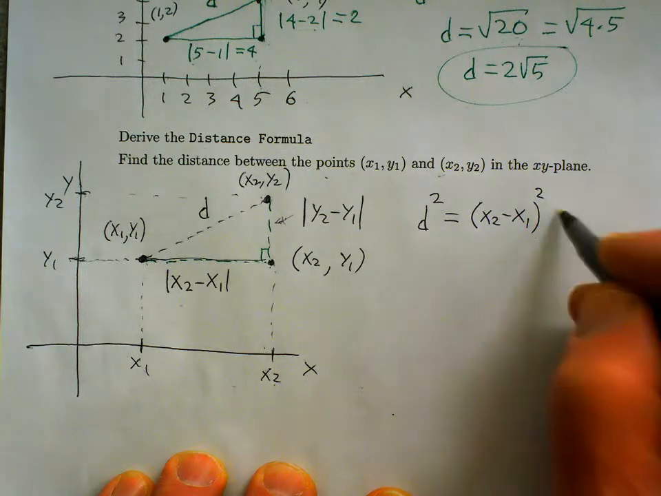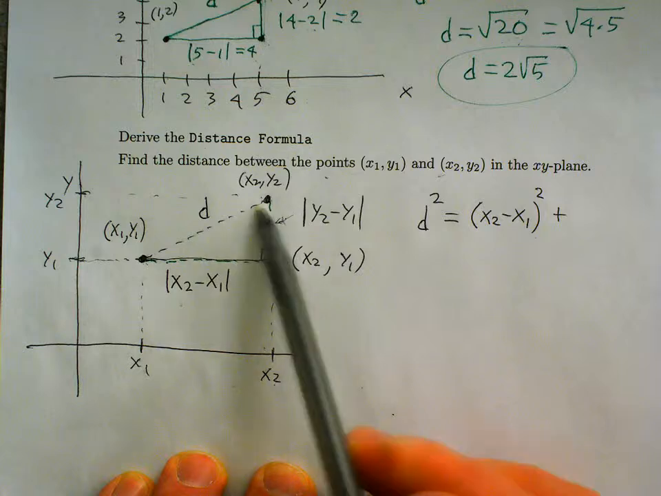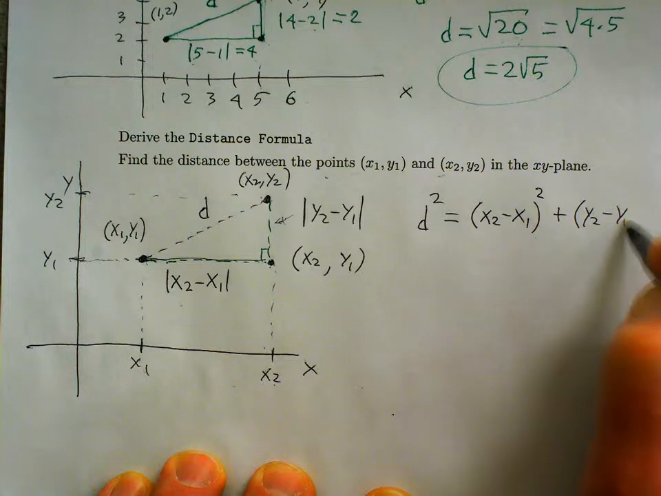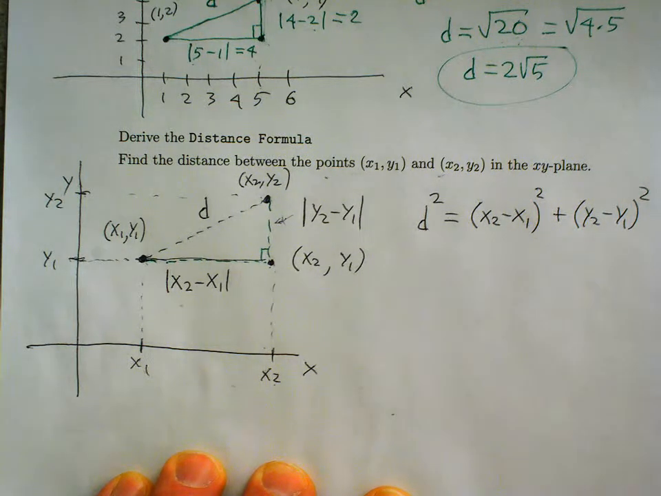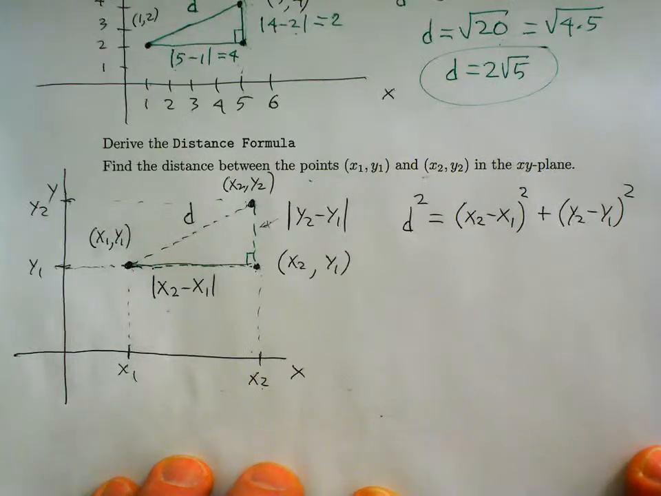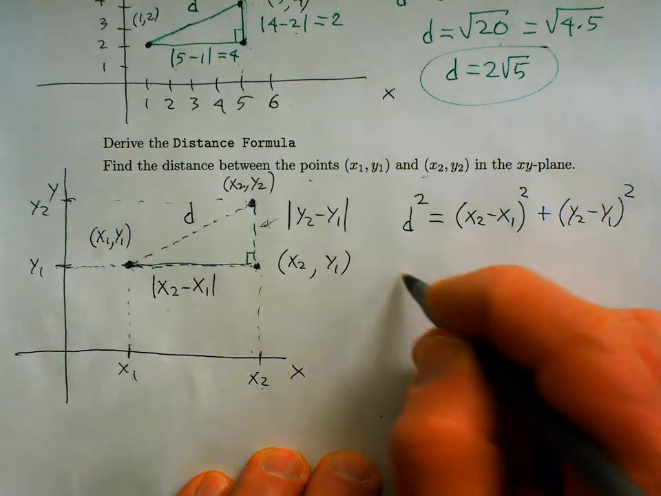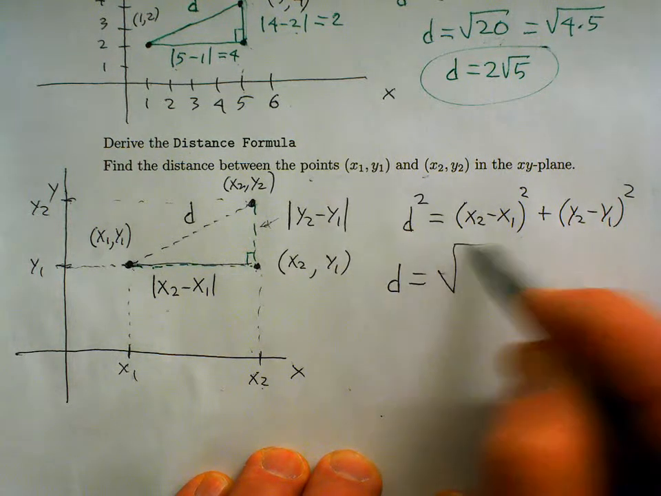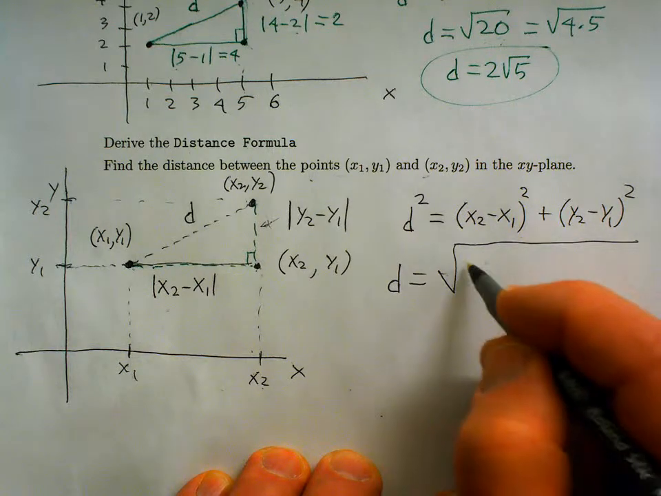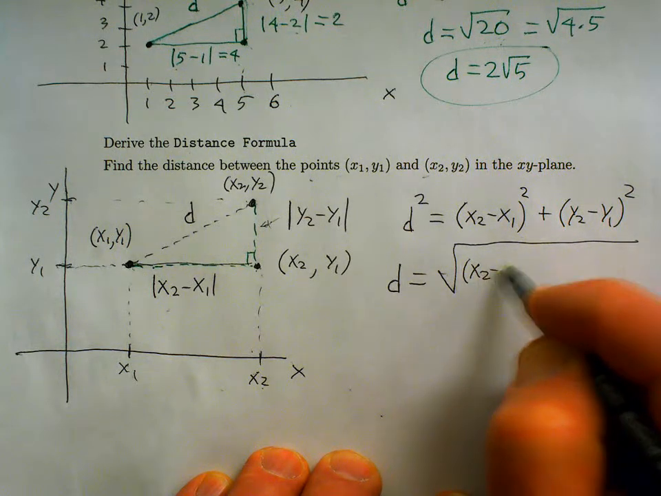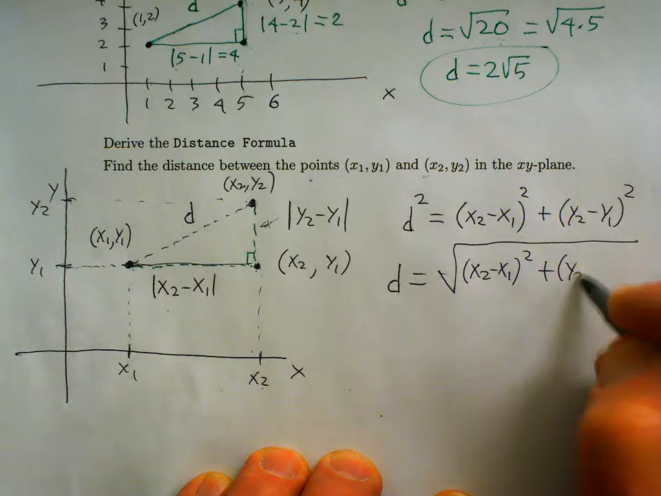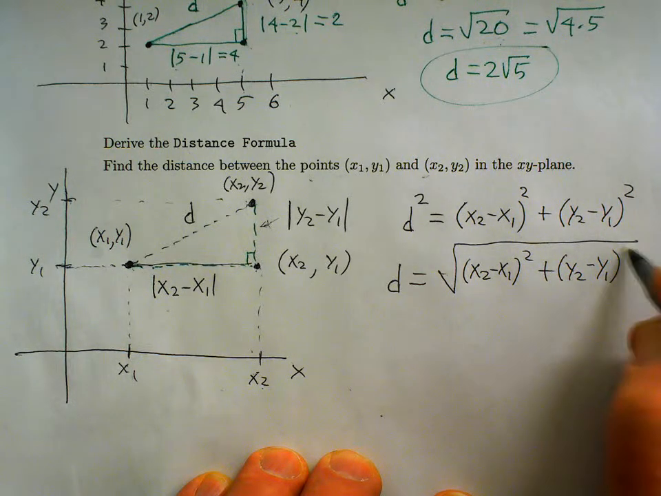And then we add that to the other side squared. So this one is y2 minus y1 squared. And then the distance is the positive square root of this entire quantity, x2 minus x1 squared plus y2 minus y1 squared.